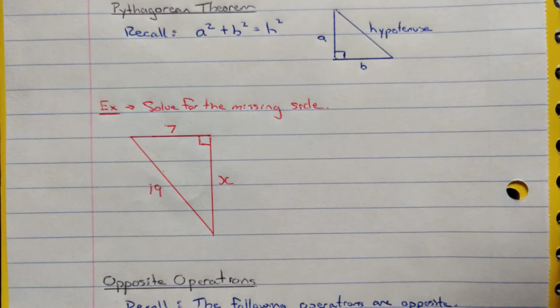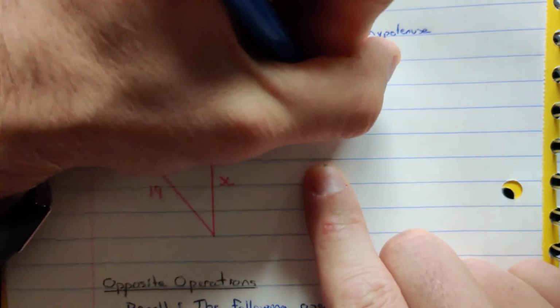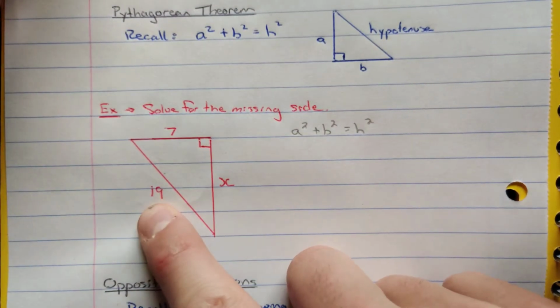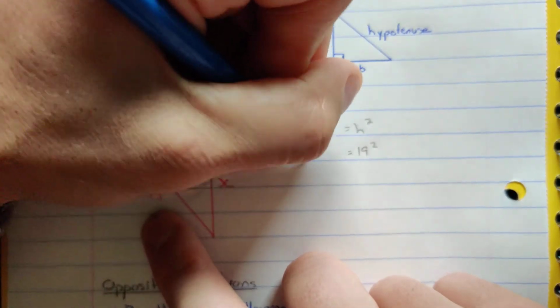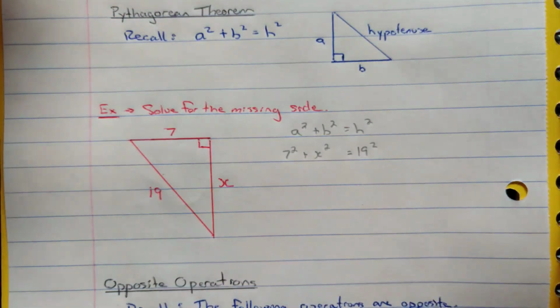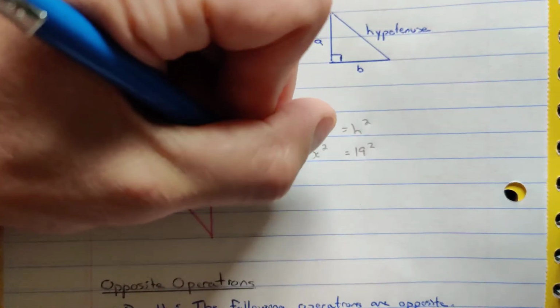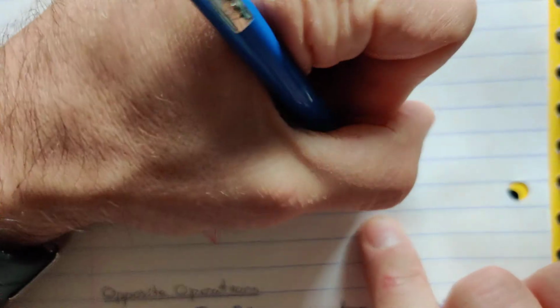So if we want to solve this triangle for the missing side below, we're going to use that formula. Filling in what we know, 19 is our hypotenuse in this case. 7 can be our a value. Again, a and b don't matter as long as you have those as the shorter legs added together. So we got 49 plus x squared. When we square that out, 19 squared is going to get me 361.